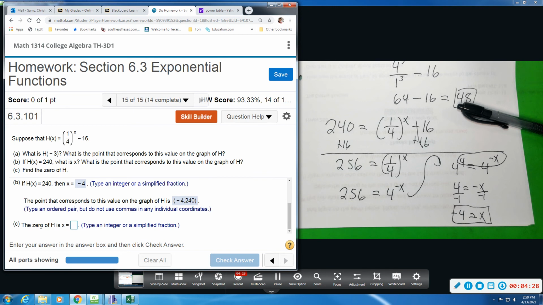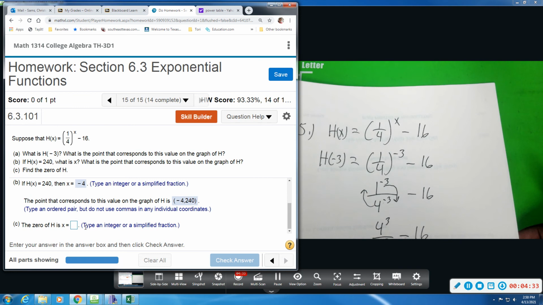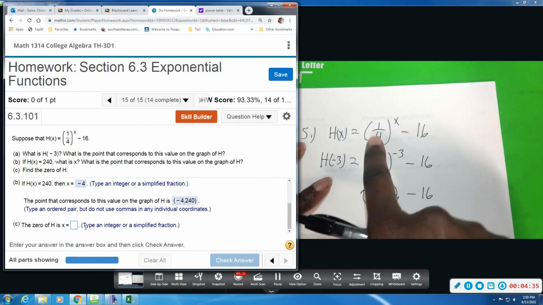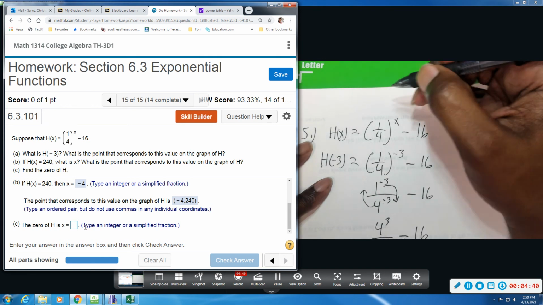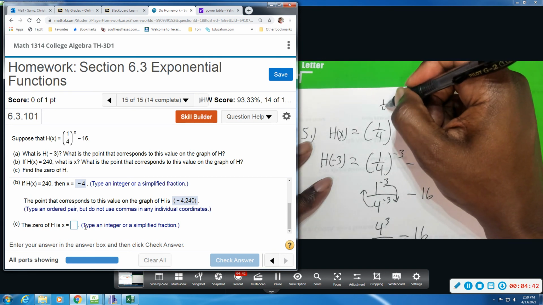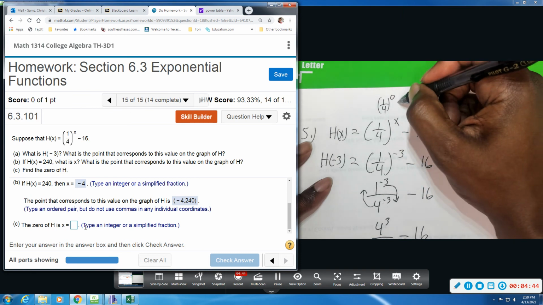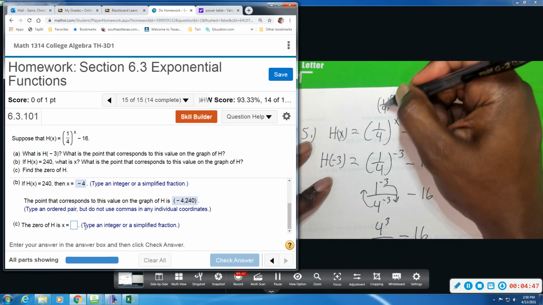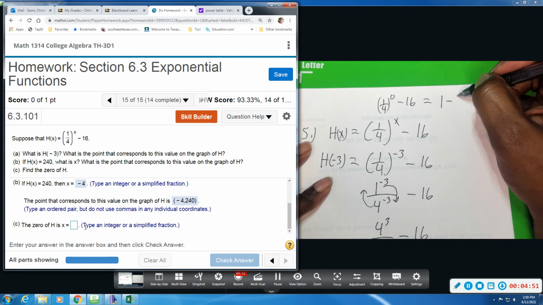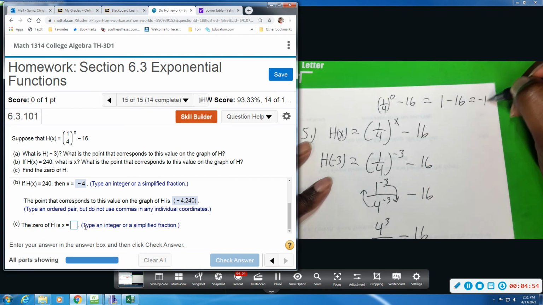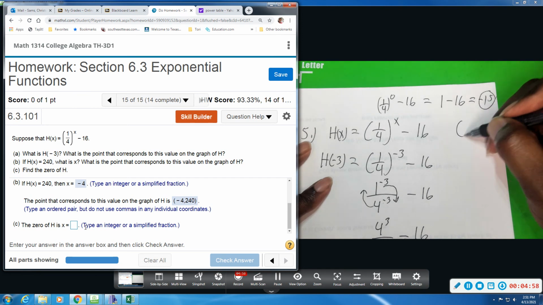And lastly, what is the 0? If we were to take our original function and plug in a 0, anything to the 0 power is 1. We saw that in the table at the very beginning. So we have (1/4) to the 0 power minus 16. This would be 1, so this ends up being 1 minus 16, which gives you a -15. So your ordered pair will be 0, negative 15.